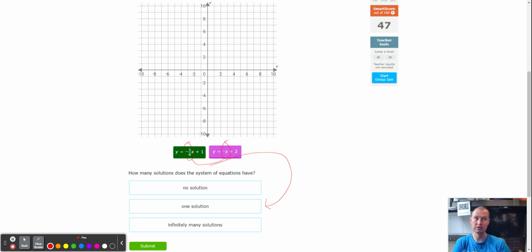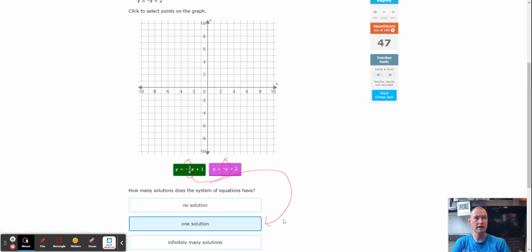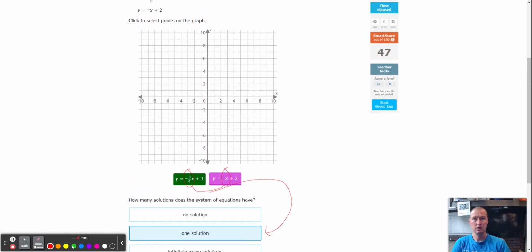Just make sure you simplify the slopes to make sure they are different. But -3 over 4 and negative x are already simplified. So for sure, we're going to have one solution. Now, let's graph it to see how I did on that and see if it's actually right.